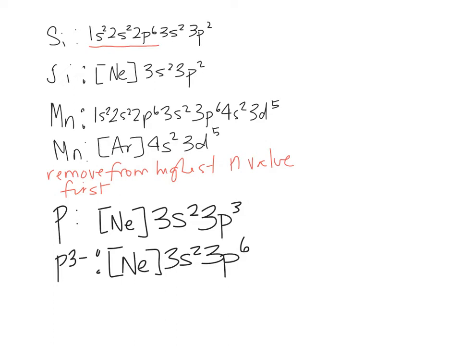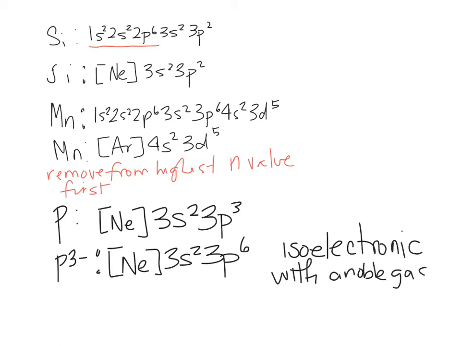Okay, when you are a negative ion, you will become isoelectronic with a noble gas. What does that mean? It means it has the same number of electrons, therefore the same electron configuration.